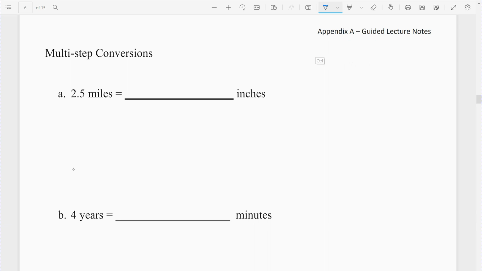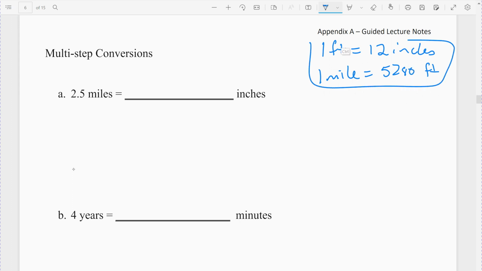All right, so the two conversions I'm going to use: I know there's 1 foot for every 12 inches, and for every 1 mile, there is 5,280 feet. You can read that. All right, so those are the conversions that I'm going to use.